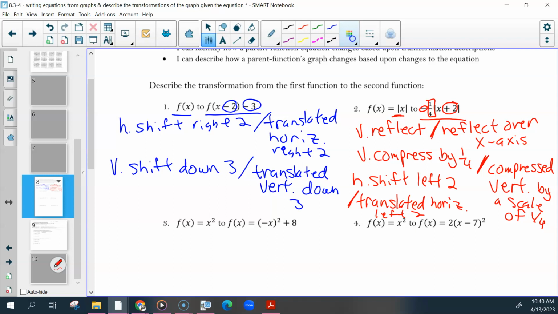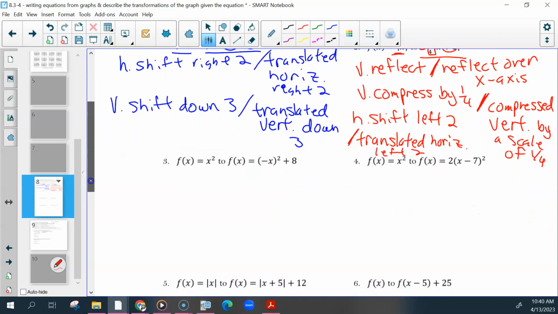What questions do we have on either of these examples so far? We may have time to do one more. We may have to finish it when we come back. So let's do 3.